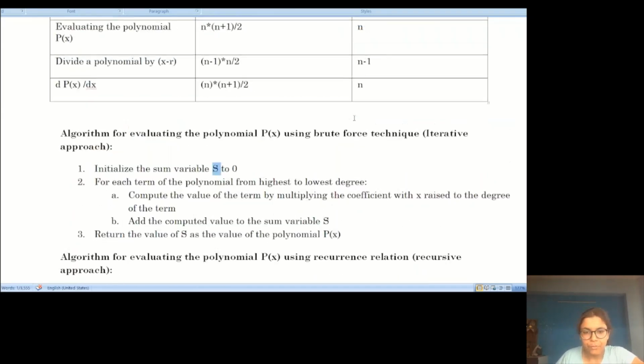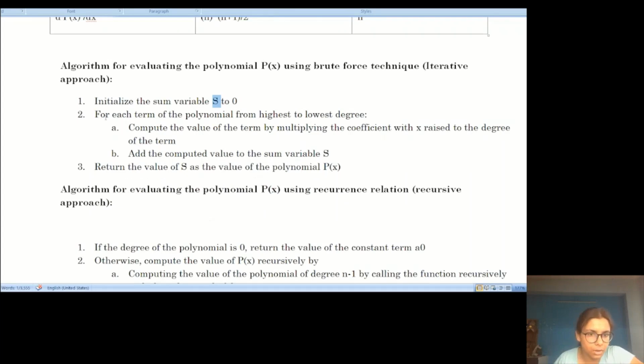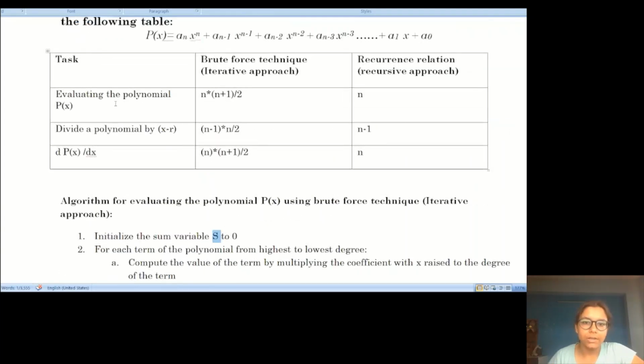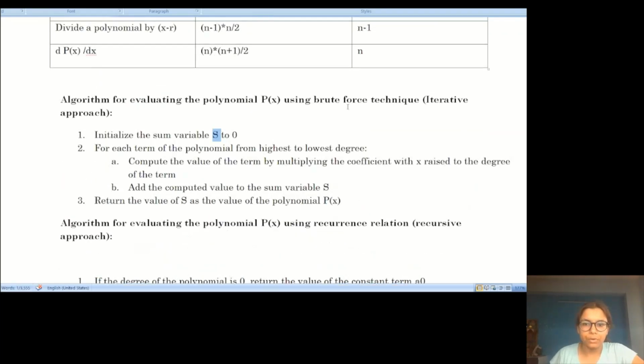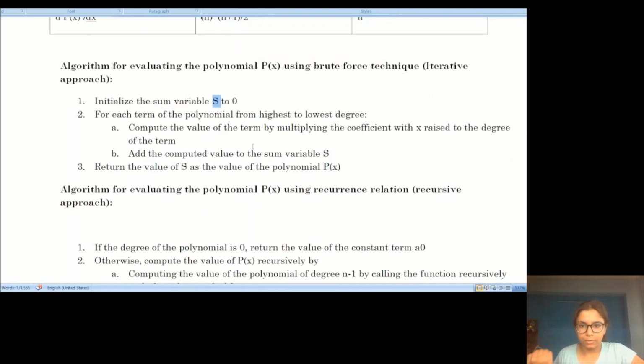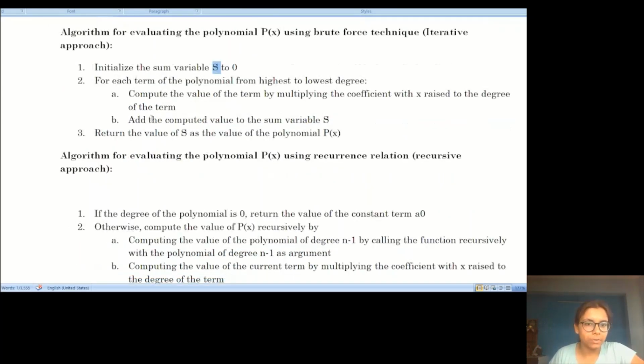to the lowest degree. So we have to start a for loop for the polynomial from the highest degree to the lowest degree. Now, what is the highest degree? We have to take it from n till 1. That's how you have to do it. It means you have to decrease the degree, and for that you have to use a decrement for loop.